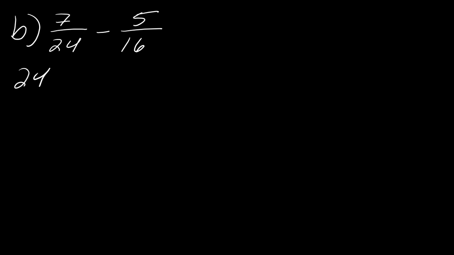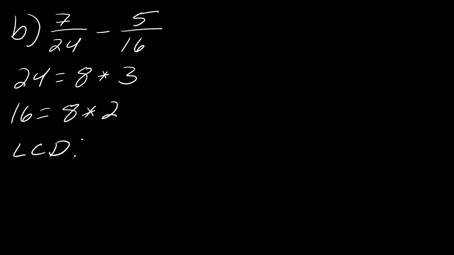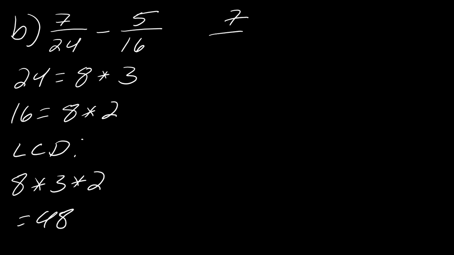Okay, so 24 and 16. So let's see. The largest number that divides into both is 8. So 24 will be 8 times 3. 16 will be 8 times 2. So my LCD will be 8 times 3 times 2. So once again, that equals 48.